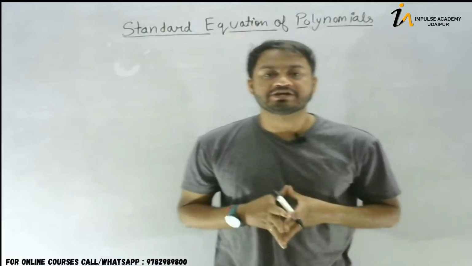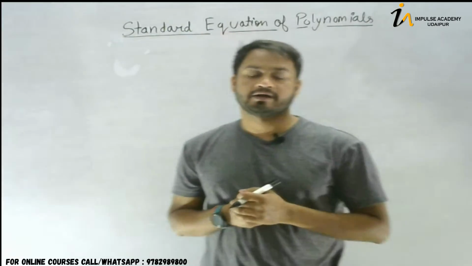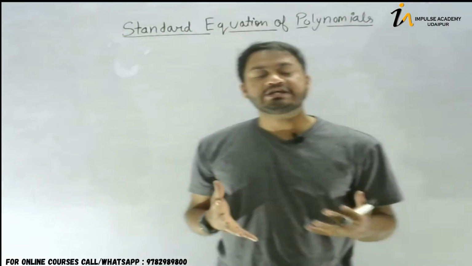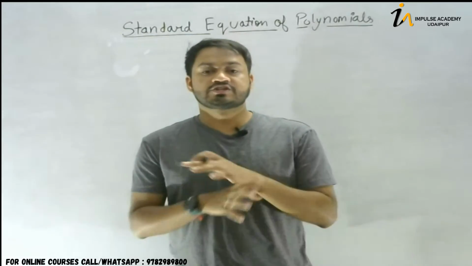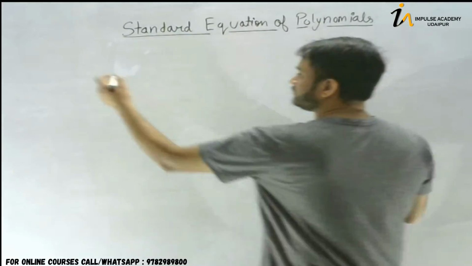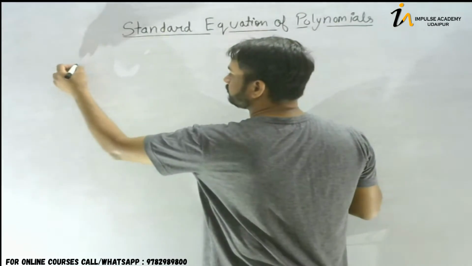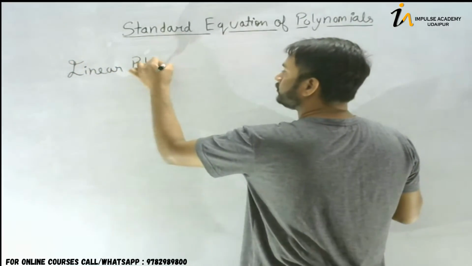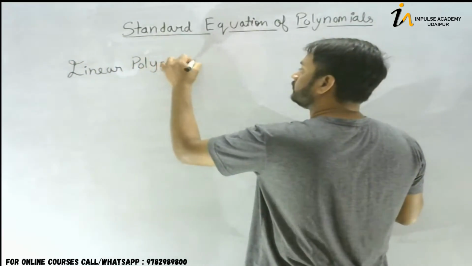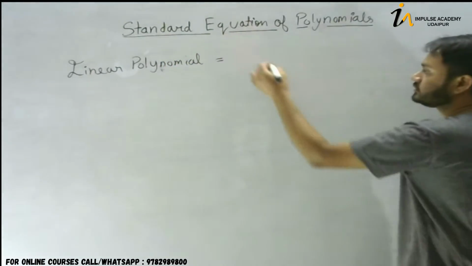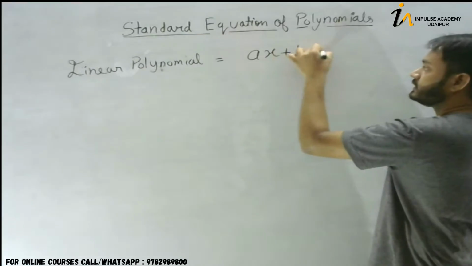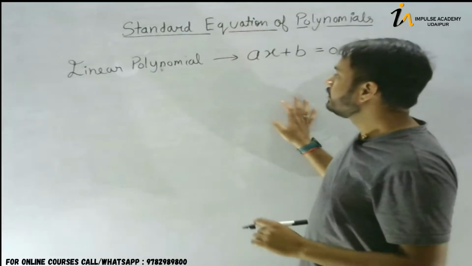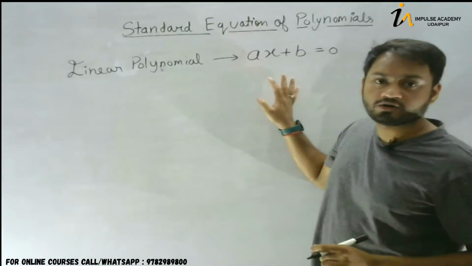Now the next topic is the standard equation of a polynomial expression. What is a standard equation? It is basically the equation which is general for all. In the standard equation we have three forms. The standard equation for a linear polynomial is given as ax plus b equals 0. This is the general standard equation for a linear polynomial.